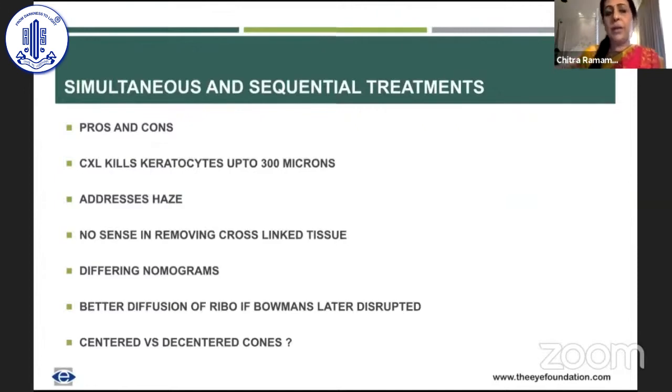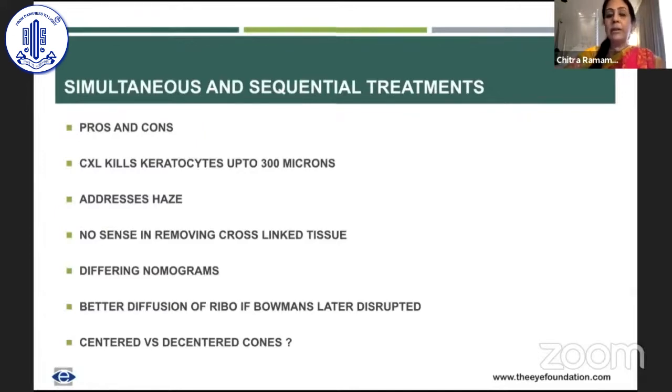Sequentially did not seem to be the answer to the whole scenario, because yes, cross-linking would kill the keratocytes, but then if you were to do a topo-guided treatment later in a second sitting, would you not be removing the cross-linked tissue? And are those lasers, aren't they different for a cross-linked tissue which have differing nomograms?